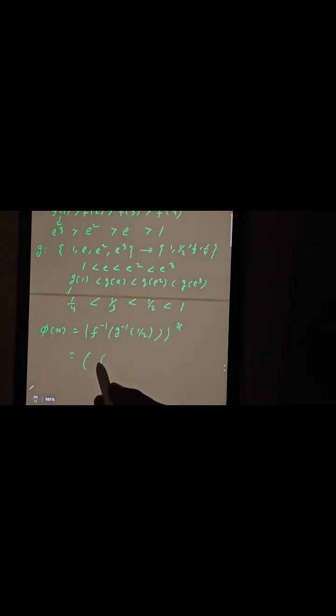Then you will get 1 by 3, then you will get 1 by 4. Yes or no? Clear? So this way the mapping comes over here. So this is the analysis of G function. Now we will find out phi of x, which is f inverse G inverse half and whole to the power x. So first of all we will find G inverse half. Now you see half comes here.